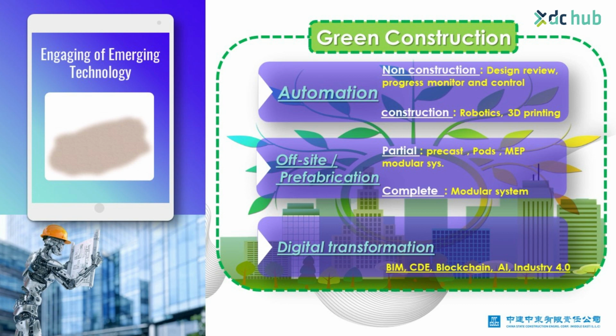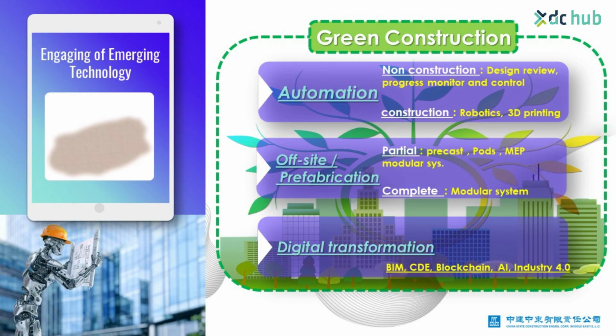First one, automation. Automation can be in non-construction activities, and we have good technologies for that, especially for design reviews, design validation, progress monitoring, and control. And for the construction activity itself, which is the exercise for this industry for the next 10 years, mainly robotics, 3D printing, and others. Second area, I think we spoke enough today about off-site fabrication, which could be partial, such as precast, boards, or MEP modular, or as a whole, volumetric or 2D.